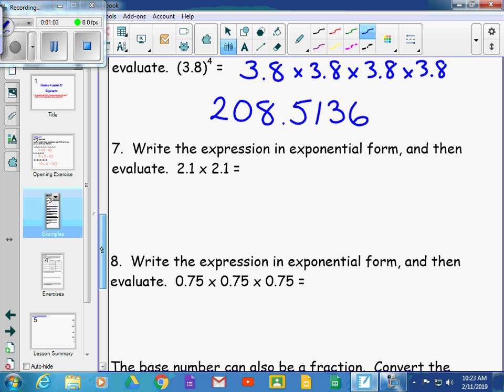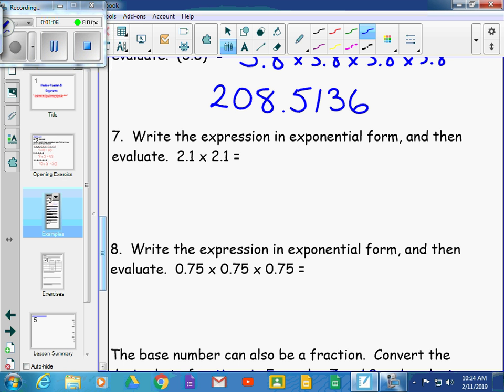Now number 7 wants us to write it in exponential form. Go the other way. Exponential form tells us to express it with exponents. So our base number, the number that we're multiplying, is 2.1, and we're multiplying it by itself twice. So I'm going to put parentheses around the 2.1 and put an exponent 2. Now we would say that is 2.1 to the second power, or we could also say 2.1 squared.